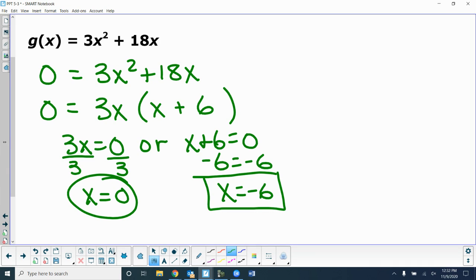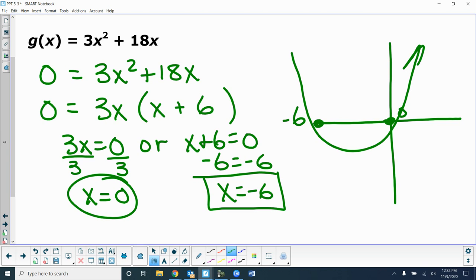If I do a quick sketch, it's going to look like this. How do I know it opened up? A was 3, right? What was B? 18. What was C? 0, right? That's my y-intercept, isn't it? 0. Right across the y-axis. Everything matching up with what we've been talking about? Making sense? Hannah, you okay? Questions?